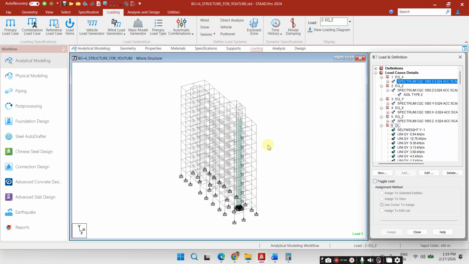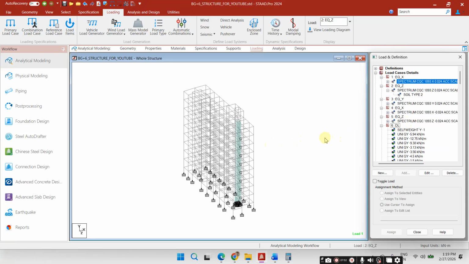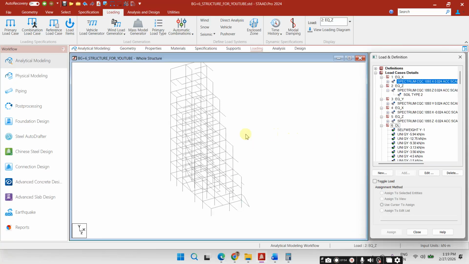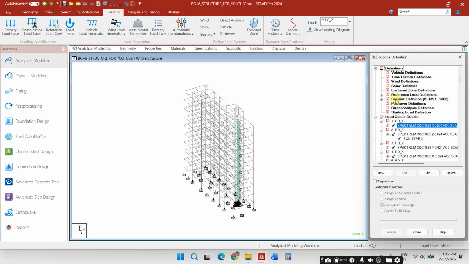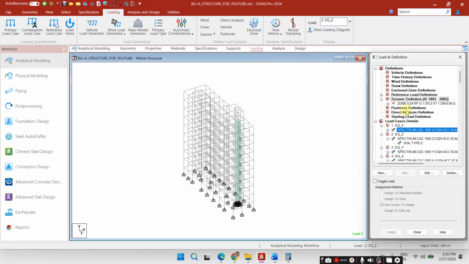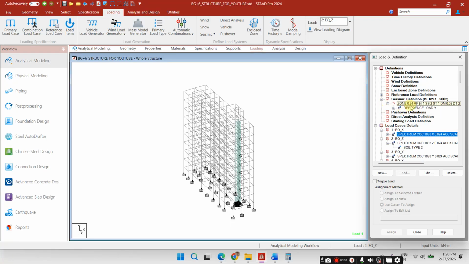So that is actually the discussion about the seismic parameters. And also you can check the seismic definition from here. Zone, reduction factor 5, and 1 is the importance factor. Soil, actually subsoil SS is 2, and ST is 1. Damping ratio is also 5%.